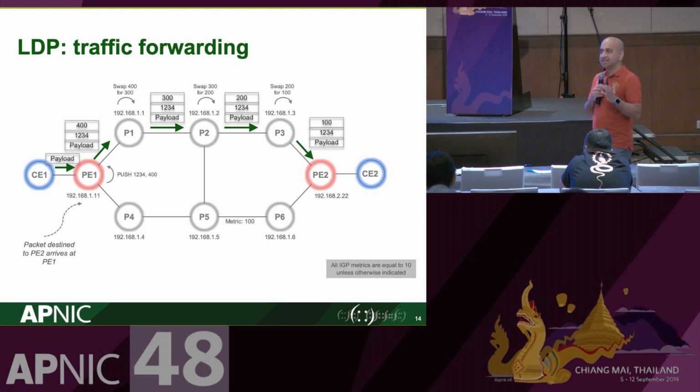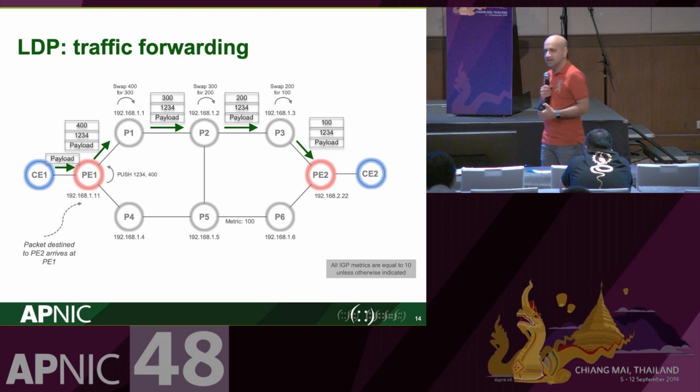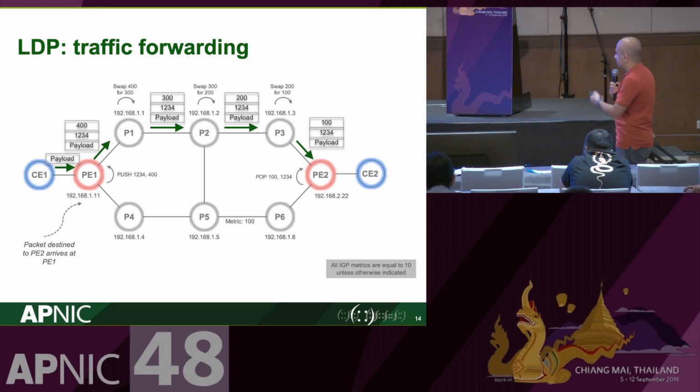So that's basic MPLS forwarding using the protocol called LDP. Very simple, actually. It's not very hard to operate. So it pops one. It looks at 1234, and sends the packet out of CE2.